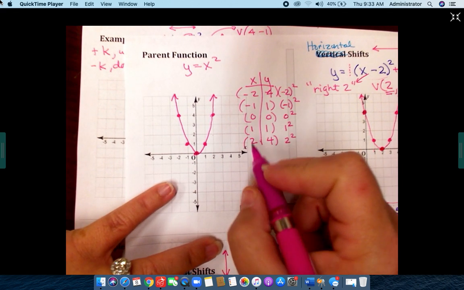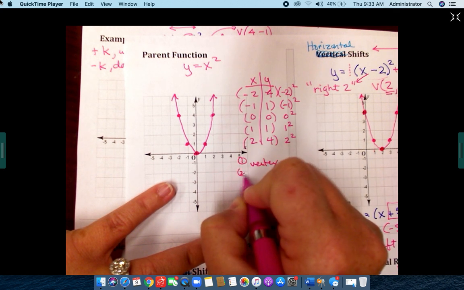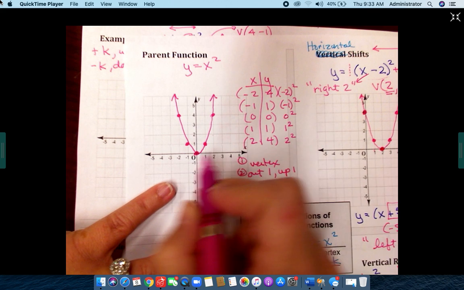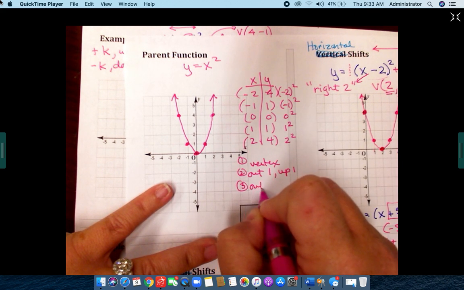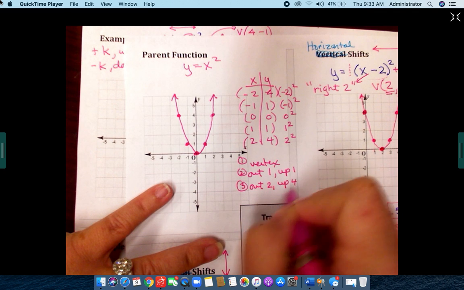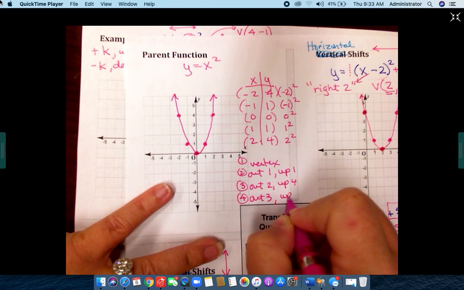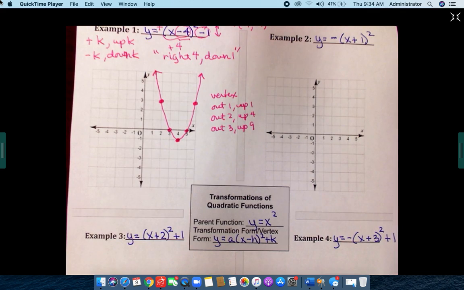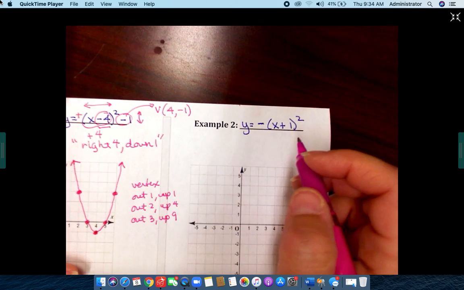So if you want to flip back to your front page, first thing you do is plot the vertex. Then you go out 1, up 1. And that means out left and right. And then we go out 2, up 4, out 3, up 9, etc. if we're able to fit all those points. All right. So let's take a look at example 2.